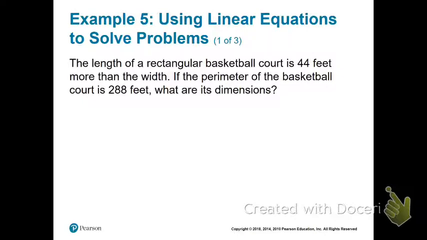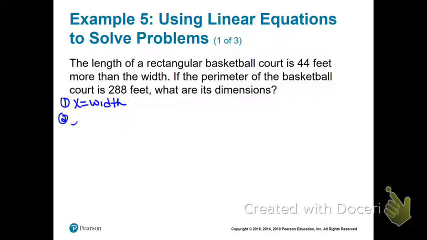All right, and example 5 says the length of a rectangular basketball court is 44 feet more than the width. If the perimeter of the basketball court is 288 feet, what are its dimensions? What does it mean by dimensions? Well, dimensions are just your length and width. So I'm after more than one thing. So I'm going to go ahead and use my 5 steps. We're going to let x equal the length or the width. I'm going to let it be my width.